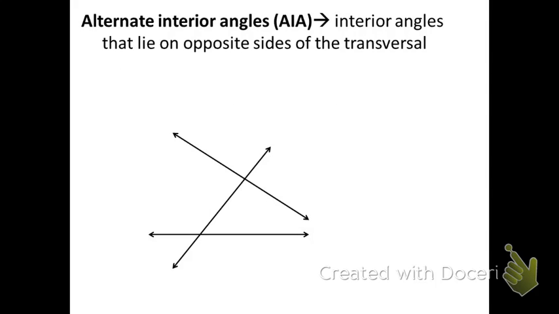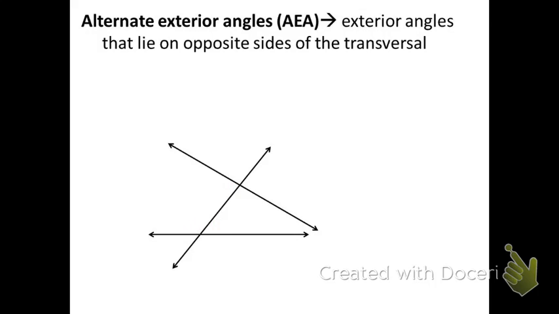Alternate interior angles are interior, so they're in between these two lines, and they are on opposite, these are keywords, opposite, sometimes I say alternate sides of the transversal. So here we have 3 and 5, those are known as alternate interiors, as well as 6 and 4. Alternate exterior angles, I abbreviated AEA. These are angles that are outside our two lines, and they're also on opposite sides of the transversal, alternating sides of the transversal. So we have 1 and 8, and also 2 and 7.